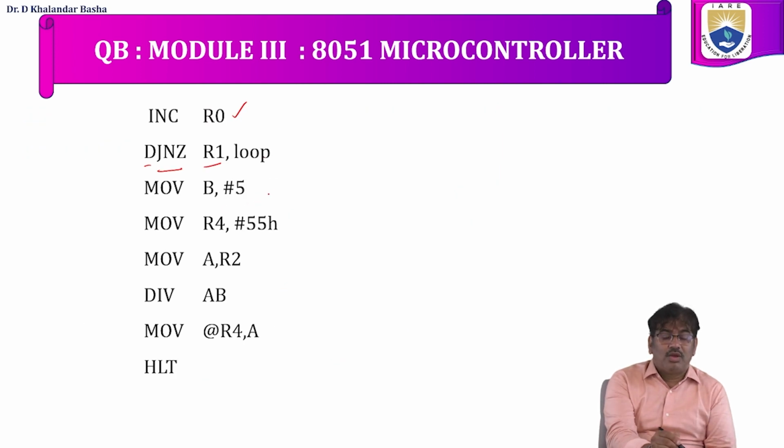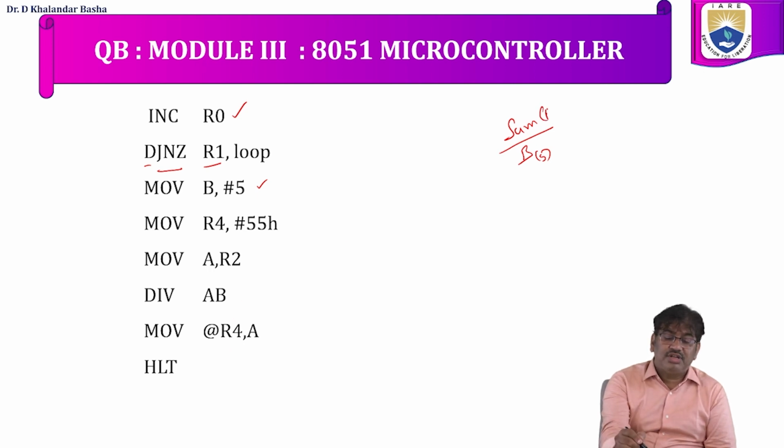Next, once all the 5 elements are added, we have to find the average. So the sum which is in the R2 register will be divided by the B register, which is equivalent to 5. So load the number of elements into the B register. The address where we have to store that will be loaded into the R4 register.